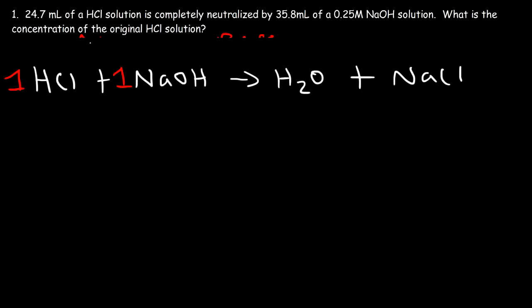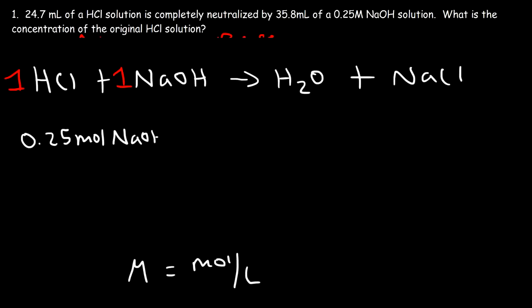Now our goal is to find the concentration of HCl. So we need to start with the other substance. Once we find the moles of sodium hydroxide, the base, that's going to equal the moles of the acid. And then using the volume of the acid, we could find the concentration. So I'm going to start with the molarity of sodium hydroxide. But instead of writing it as capital M, I'm going to represent it as moles per liter. So we have 0.25 moles of sodium hydroxide per liter of solution.